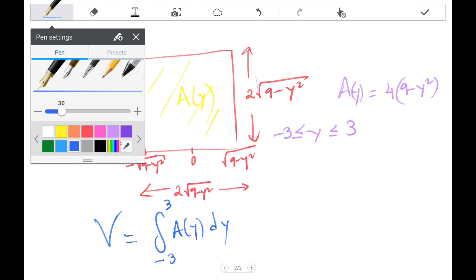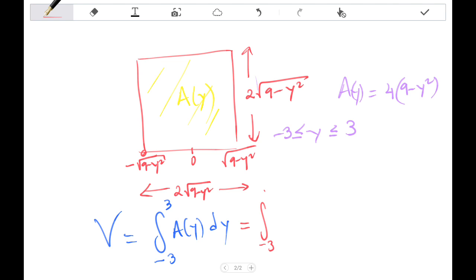Okay, it's not a difficult one. So this would be the integral from negative 3 to 3 of 4 times (9 minus y squared) dy. And if you compute this, it is 144. That's it.